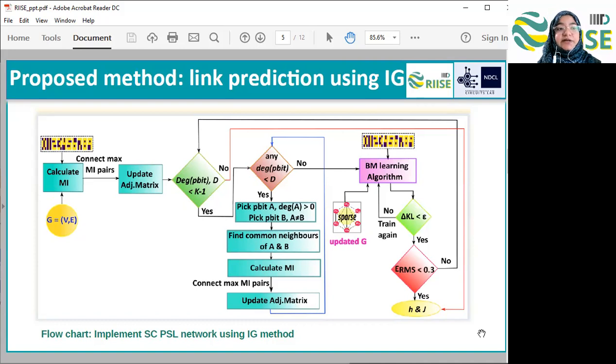Once satisfied, we train the PSL network and calculate the ERMS. The ERMS is the error matrix that bounds the number of weights in the PSL network without compromising the performance. At the start, ERMS will be very high, but it will reduce as we keep forming new connections. So ERMS signals the algorithm to increase the degree D of the pbit in the network. Once ERMS criteria is satisfied, we stop the link formation and the algorithm gives us the final value of the weight matrices.